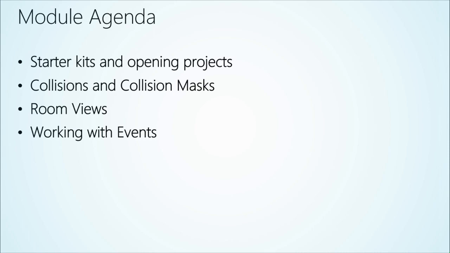We'll segue from there, and we'll talk about collisions and collision masks and the difference between the two, and show you a couple different ways to do it. Then we'll actually talk about room views. Room views are a really cool way to expand the world of your game and to expand each individual level that you have. And then at the end, we're going to show you how to work with events. Events are how we interact with the world, and Natalie's going to show you that.